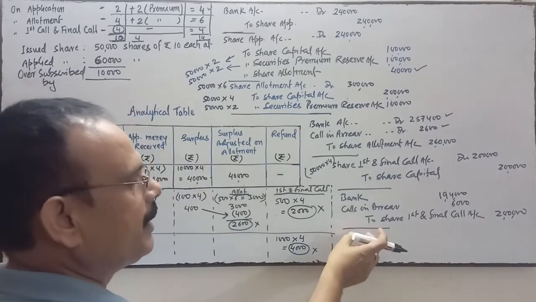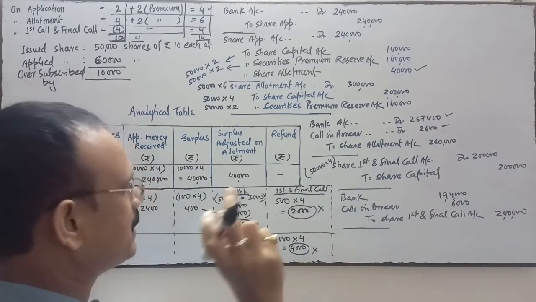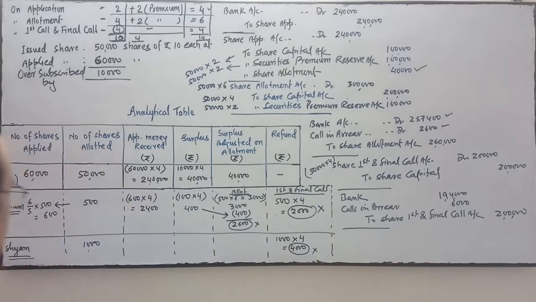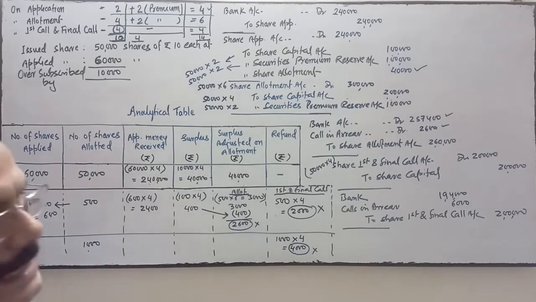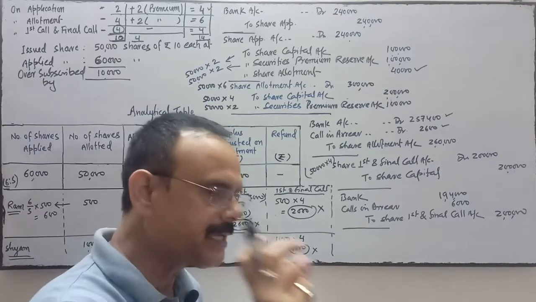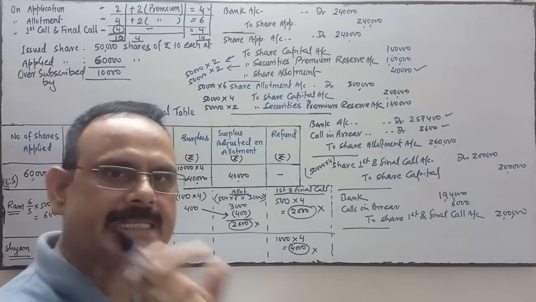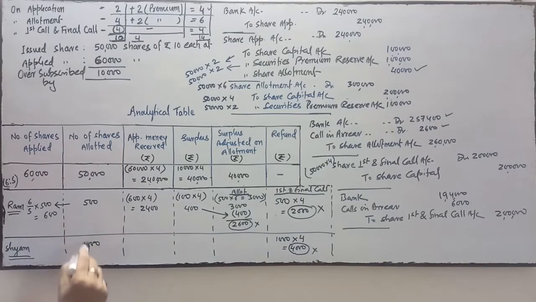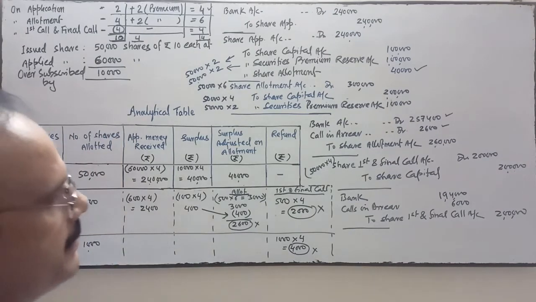Here the narration will be: being first and final call amount received on 500 plus 1000 shares, meaning 1500 shares. Being second and first and final call amount received on 1500 shares, 500 plus 1000, 1500 shares.